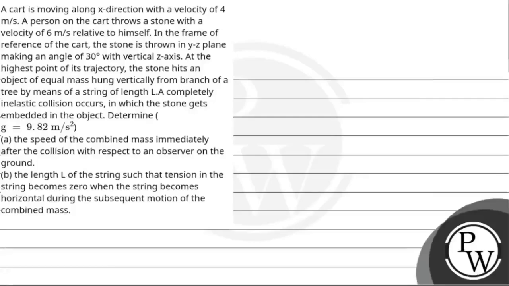Hello बच्चों, this question reads as: a cart is moving along x direction with a velocity of 4 meter per second. A person on the cart throws a stone with a velocity of 6 meter per second relative to himself. In the frame of reference of the cart, the stone is thrown in yz plane, making an angle of 30 degree with the vertical z axis.